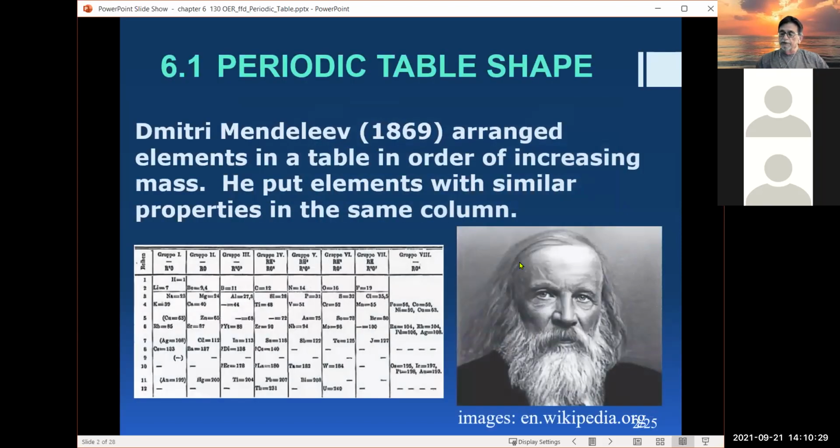Because they have the same number of valence electrons. Now, how far back does this periodic table go? Well, it goes quite a bit, 1869. Here's a picture of this crazy scientist. Here's a Russian scientist, Dmitri Mendeleev. He is credited with arranging the elements, creating the very first periodic table.